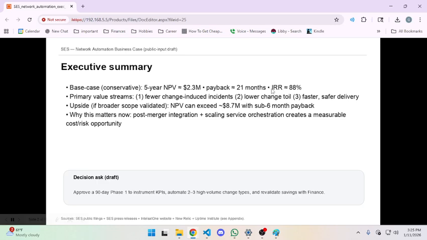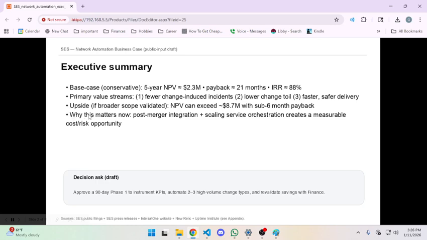Okay, so our primary revenue streams, the way we're going to make this money is we're going to have fewer change induced incidents. We're going to have lower change toil. We're going to have faster, safer delivery. So upside, if broader scope validated, NPV can exceed $8.7 million with sub 6 month payback. That's their best case scenario. It sounds pretty good to me. And worst case scenario is 2.3 million profit with payback within 2 years. So yeah, it's going to be probably somewhere in the middle of that, right?